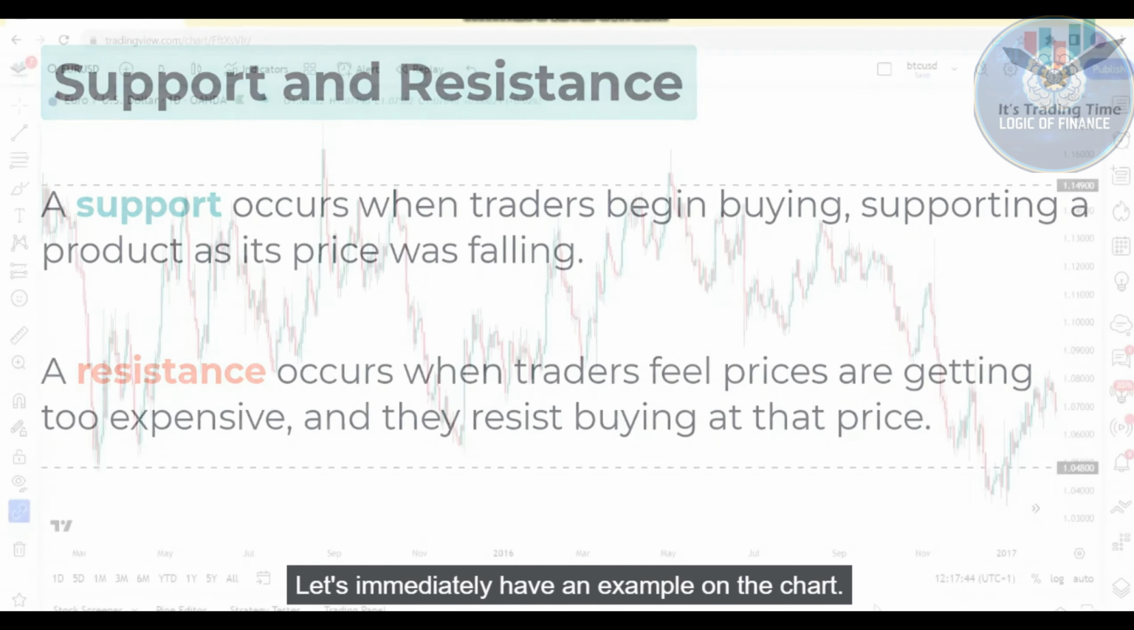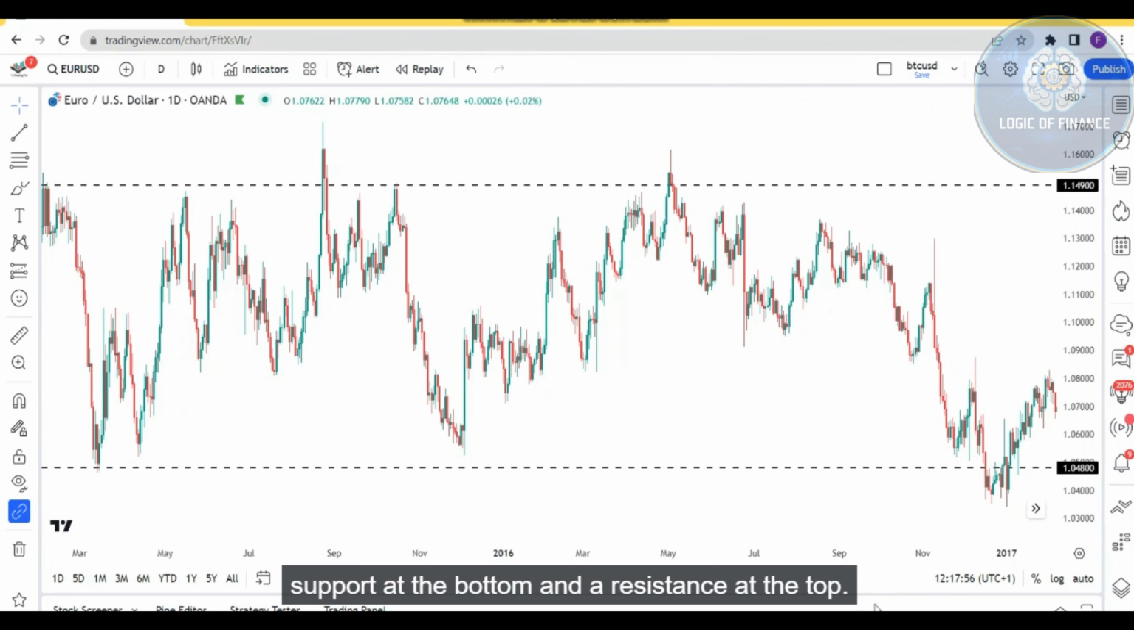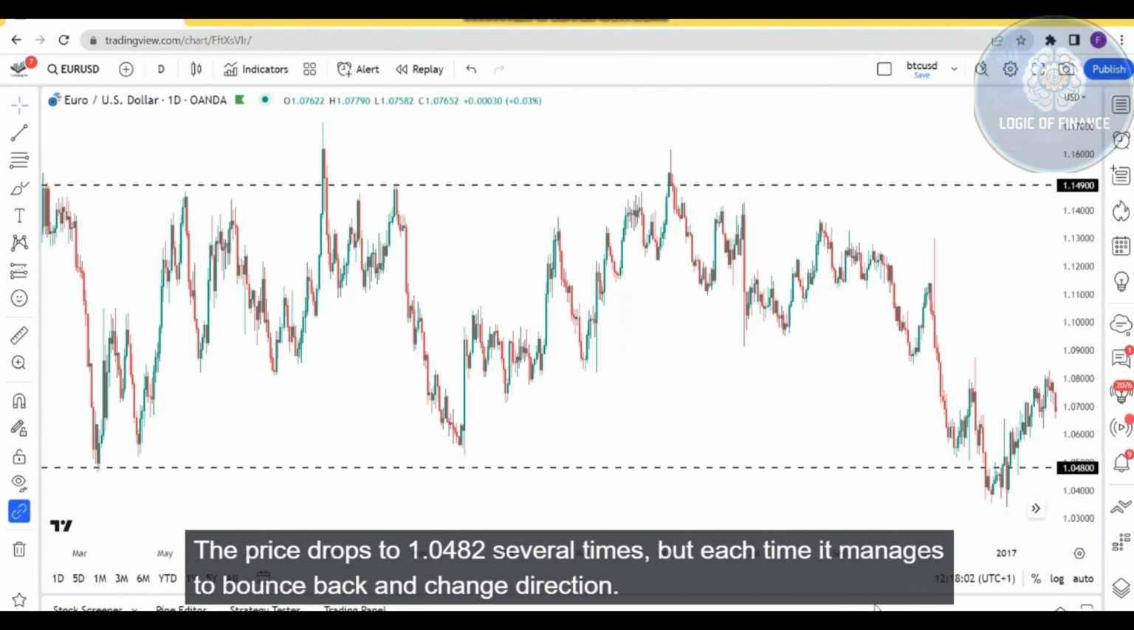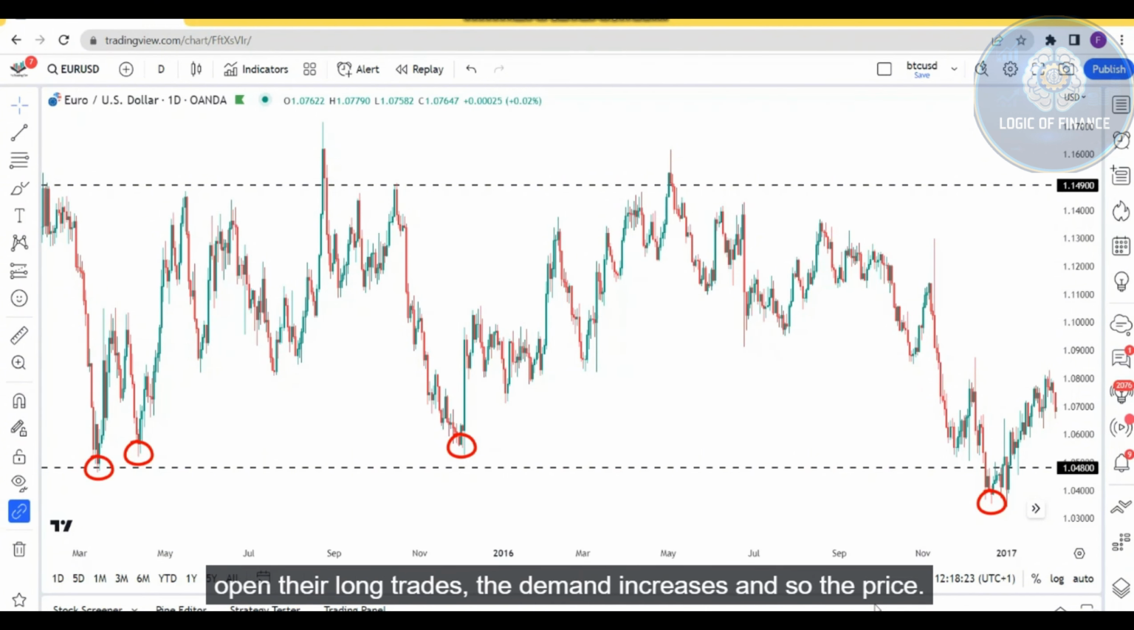Let's immediately have an example on the chart. Here we have euro-dollar on a daily time frame, and you can notice that I have drawn two key levels, a support at the bottom and a resistance at the top. What can we say about the support? The price drops to 1.048 several times, but each time it manages to bounce back and change direction. This means that market players feel that 1.048 is a good price to buy euro-dollar, so they start to open their long trades, the demand increases and so the price.